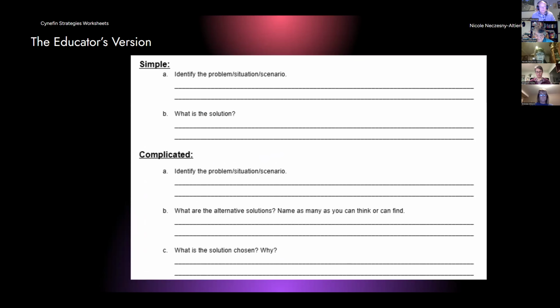As we know, simple is usually a cause and effect type of situation. Complicated can be a little bit more complicated, where you look for your alternative solutions, name as many as you can find, and then say what solution you chose and why you chose it, because sometimes we choose solutions and we don't know why we chose it. And this also leaves a paper trail of why that solution was chosen.